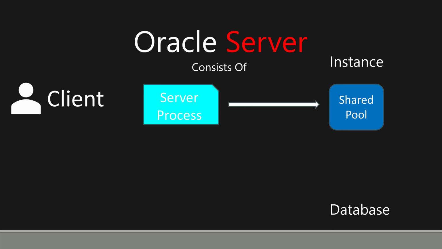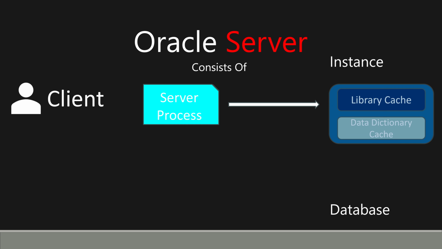Once the SQL reaches the server process, Oracle first checks the shared pool. In shared pool, we have library cache that stores past SQL statements and execution plans. Data dictionary cache stores metadata information about database objects. If the SQL already exists in memory, Oracle can reuse the existing execution plan, which improves performance and reduces parsing overhead.